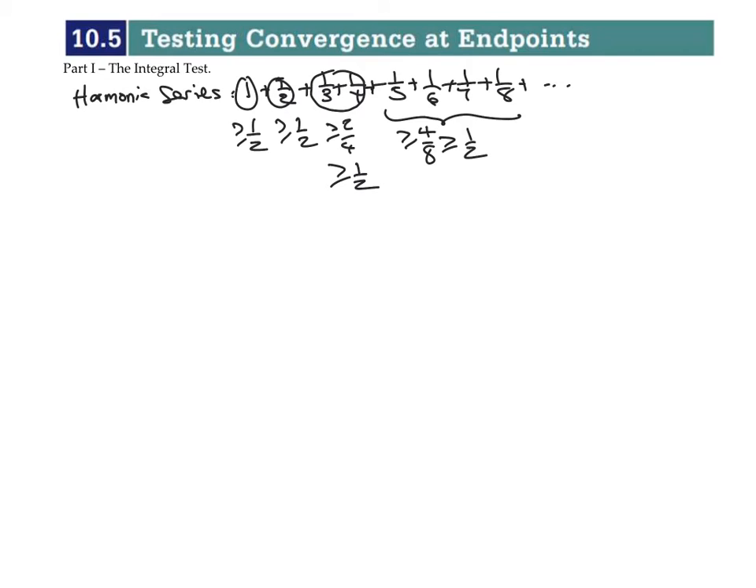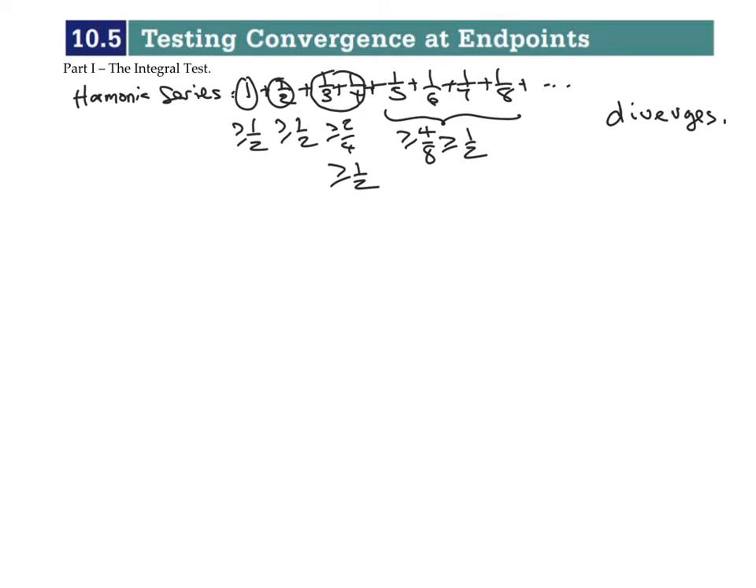The 9th through the 16th add up to at least a half. The 17th through the 32nd add up to at least a half. So this is an infinite number of groups of terms, each of which add up to at least a half, so clearly it grows without bound and it diverges. I've always thought that was a pretty cool little proof. But how slowly does it diverge?